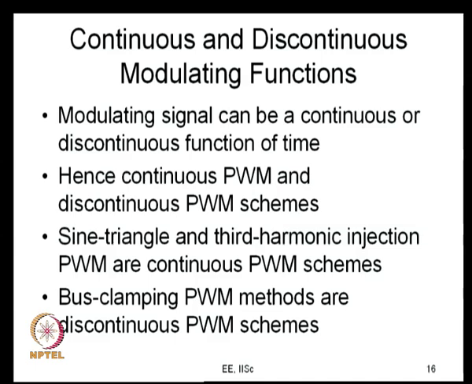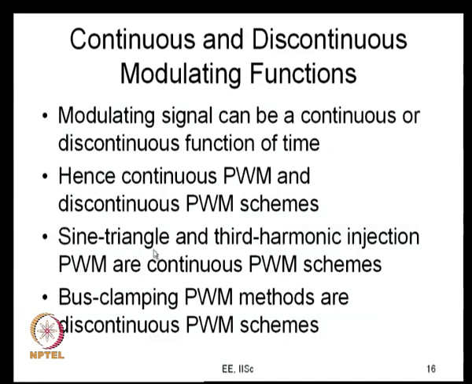So, now we have looked at different kinds of modulating functions. What we can see is that the modulating functions can be continuous or discontinuous as a function of time. A modulating signal can be a continuous function of time or a discontinuous function of time. If the modulating function is a continuous function of time, you would call it a continuous PWM scheme. If the modulating function is a discontinuous function of time, you call it a discontinuous PWM scheme.